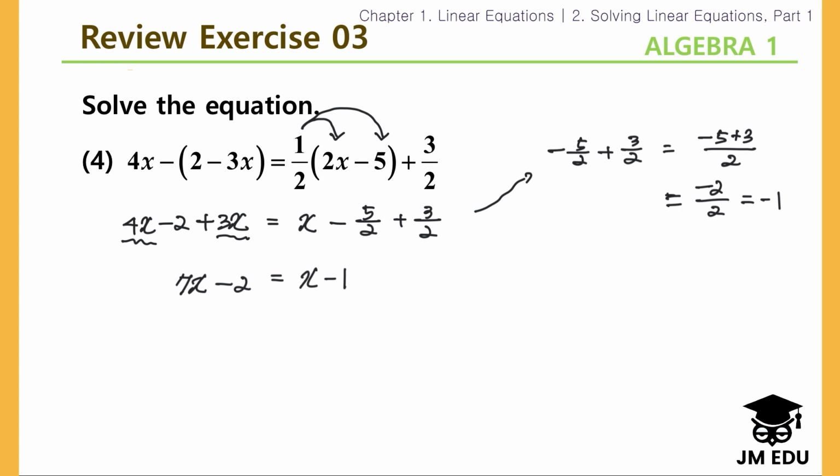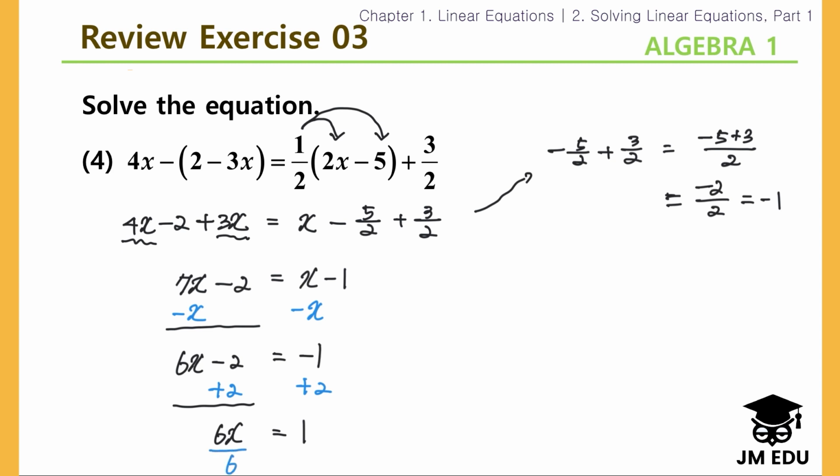Now we're going to subtract x from each side. So left hand side will be 6x minus 2. Right hand side negative 1. And now add 2. Add 2 here. So 6x is equal to 1. Now finally divide each side by 6. So what's x? X is equal to 1 over 6.